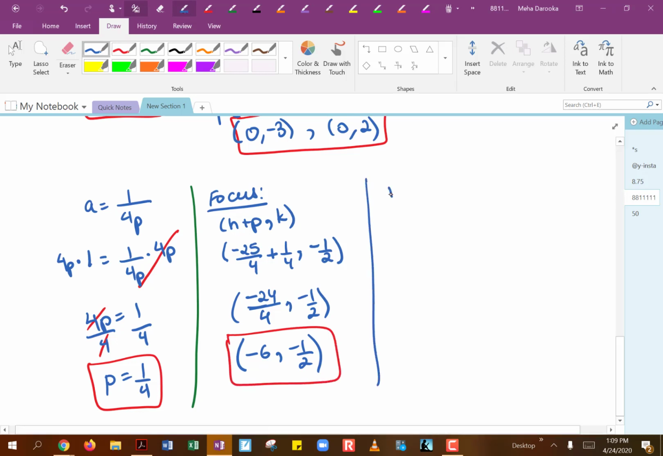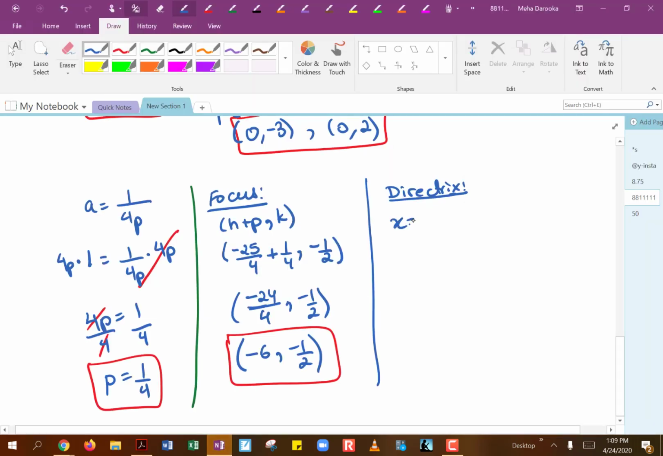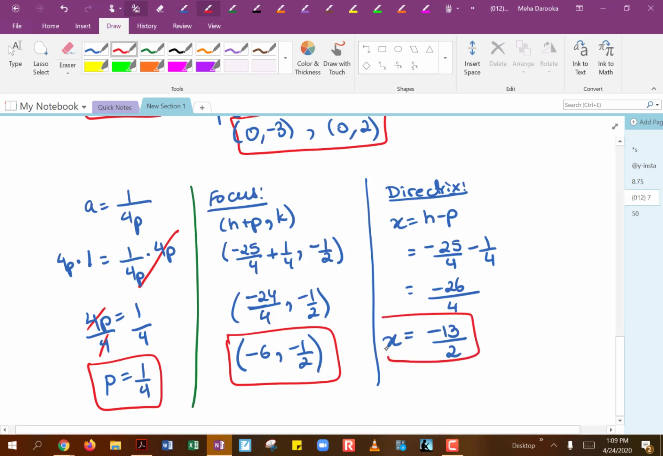And then for the directrix, again remember, directrix is going to be x equals h minus p. So x equals h minus p will be -25/4 minus 1/4. So that will be -26/4. You can reduce that down, which comes out to be -13/2. Okay, but again, we'll do a decimal approximation for that. So -13/2 is the same as -6.5.